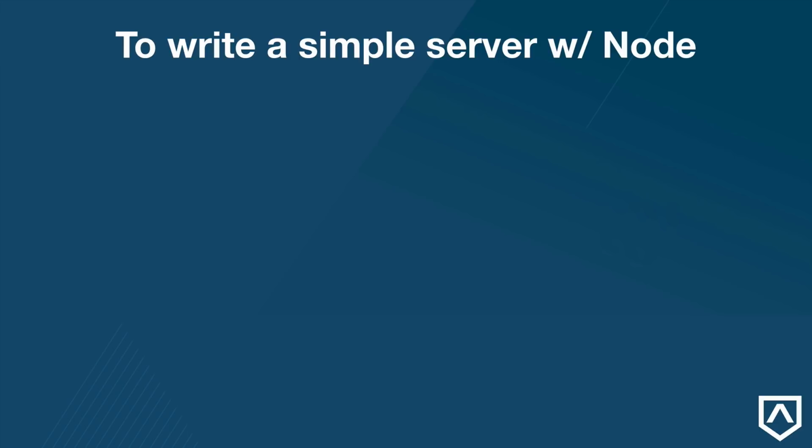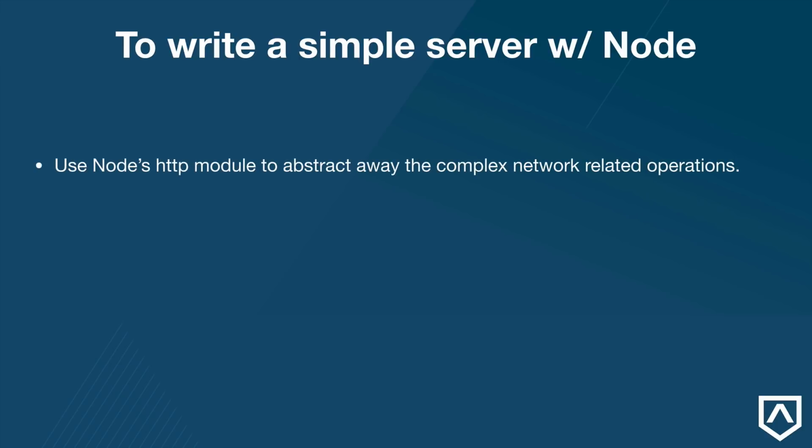This is something that you're not going to be challenged to do very often outside of this particular objective, but it's important that you see the benefits that tools like Express bring to you once you are using those outside of the Node context. So we're going to be using Node's HTTP module to abstract away some complex network related operations.